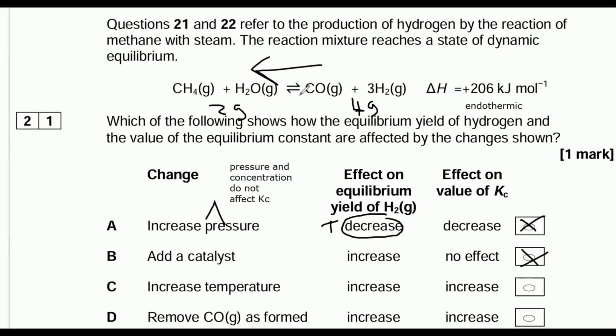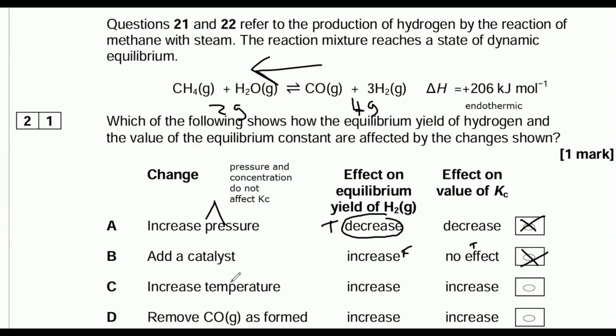Catalysts increase how fast you reach equilibrium because they increase the rate of both the forward and the backward reaction by the same amount. So they increase the speed at which you reach equilibrium, but they definitely don't increase the yield. That's a true statement. They have no effect on Kc, but this is false. So that's wrong, because we need both statements to be true.